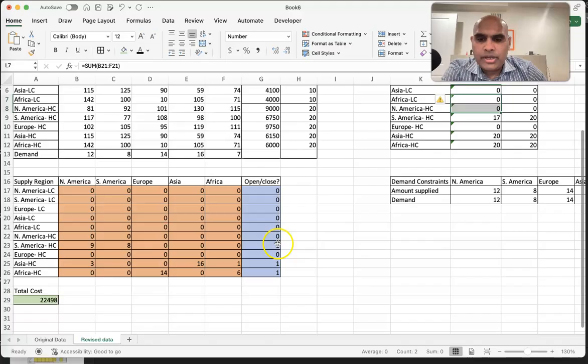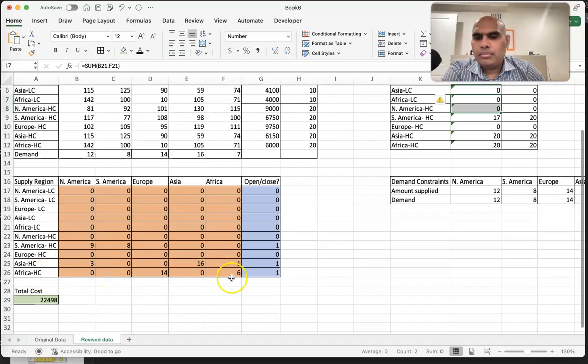So you're opening a high capacity plant in South America, one in Asia, one in Africa. The South American plant will supply all the demand of South America, which was 8 million units, and 9 million units of demand in North America. So it has a capacity of 20 million, but you're only using 17 of that. Why? Because from the high capacity plant in Asia, 3 million units are coming to North America to satisfy the remaining demand. 16 million units are staying in Asia to satisfy Asian demand, and 1 million units are getting shipped to Africa to satisfy African demand.